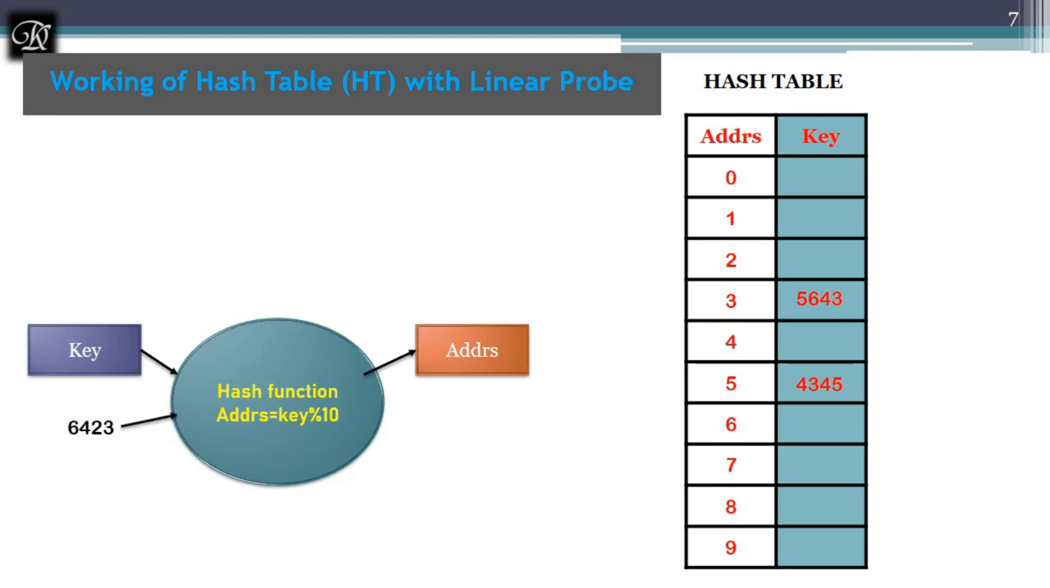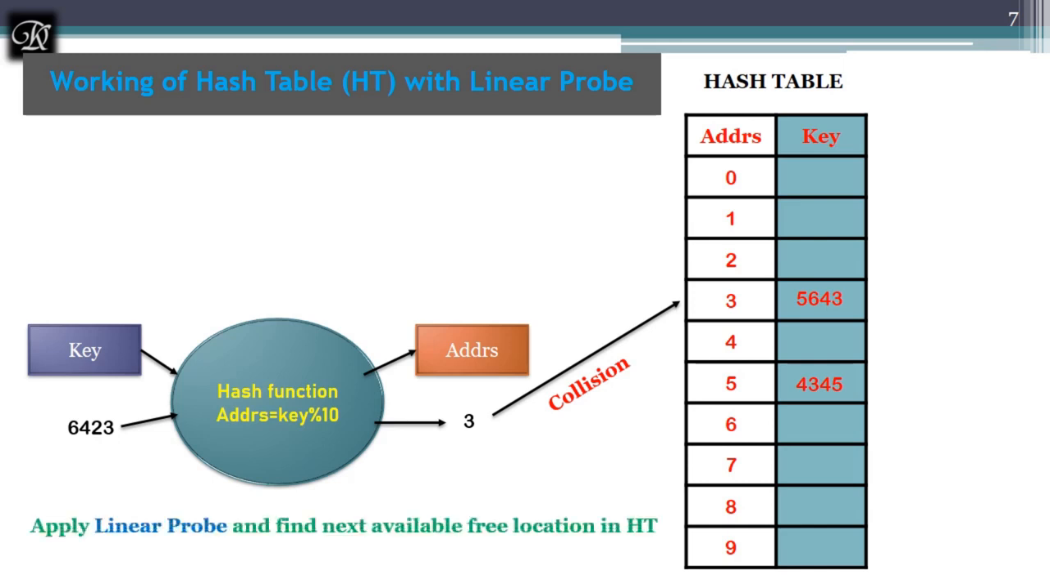Next, let's check for a collision. The key is 6423, the address is 3, where location 3 is already occupied by 5643, which was our first entry. So how do we avoid this? We'll apply a linear probe algorithm, which is responsible for finding the next available free location. Which is the next available free location here? The 4th address is the next available free location.